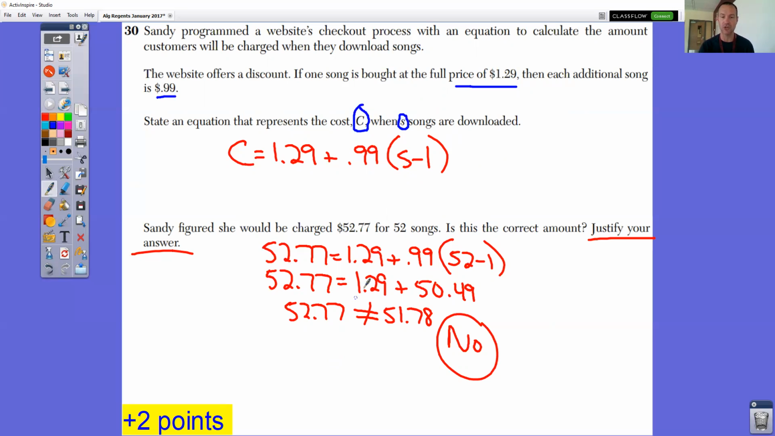Sandy figured that she would be charged $52.77 for 52 songs. Is this correct? Well, all that you want to do is plug in the 52 into your equation, which is what we did here. When we do that, we end up with 51.78. Does that equal 52.77? No, it doesn't. You do need to show this work and say no.